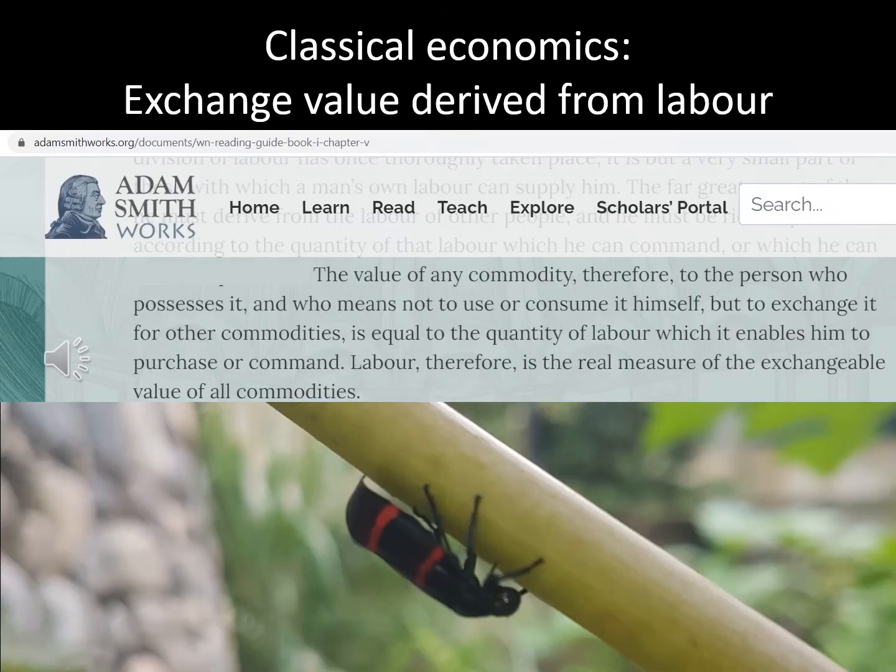According to Smith, the exchange value was determined by the amount of labor it embodies, or in his words, "The value of any commodity, therefore, to the person who possesses it and who means not to use or consume it himself, but to exchange it for other commodities, is equal to the quantity of labor which it enables him to purchase or command. Labor, therefore, is the real measure of the exchangeable value of all commodities."